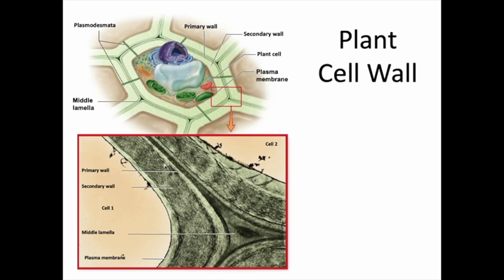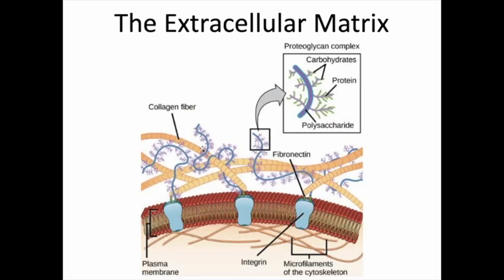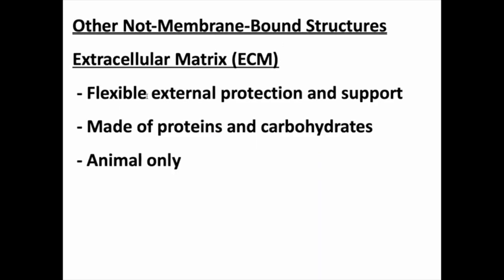Sorry, I didn't bring this up earlier, but yeah, here's a thin line of plasma membrane. That's how thick the plant cell wall is compared to the lipid bilayer. So this extracellular matrix is not as strong, but it's a lot more flexible. Animal cells in general need to be able to squish around and move a lot more than plant cells. So it makes sense that their external protection would be not quite so rigid. So the extracellular matrix: flexible external protection and support. It's made of proteins and carbohydrates, and yep, this one is animal only.